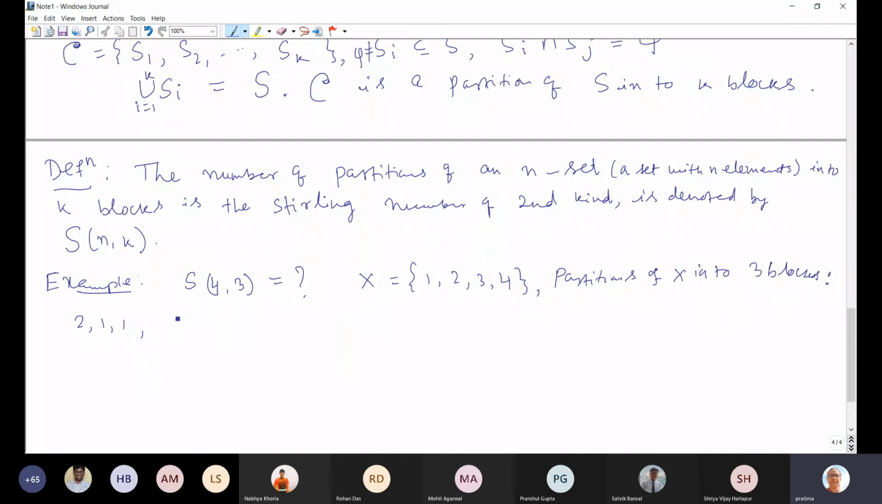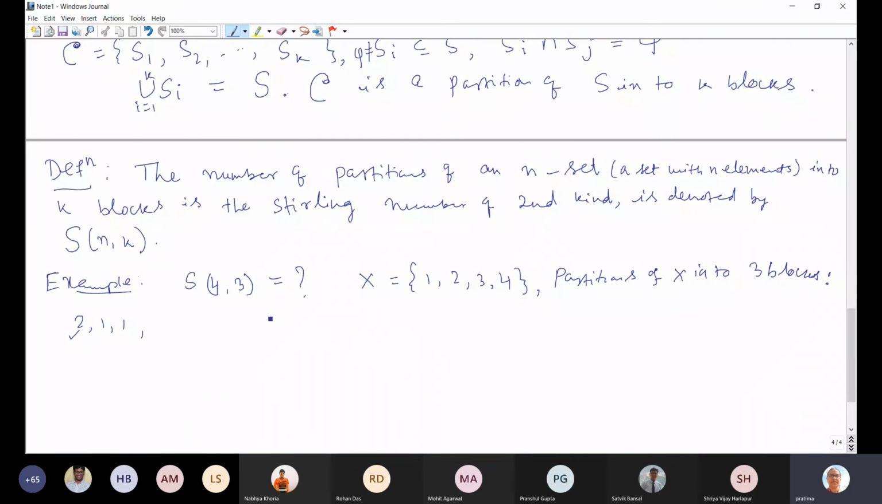Fine. So these block sizes are 2, 1, 1, and hence how many ways can you do this? In one block you are having 2 elements. So once you select these 2 elements from this set, the other 2 are singletons, so they are determined.